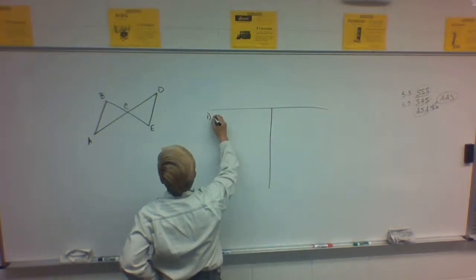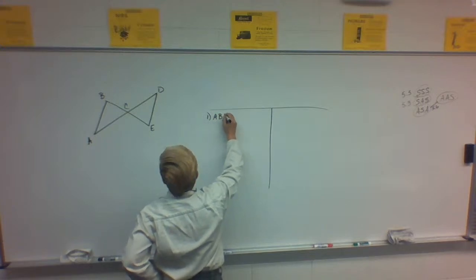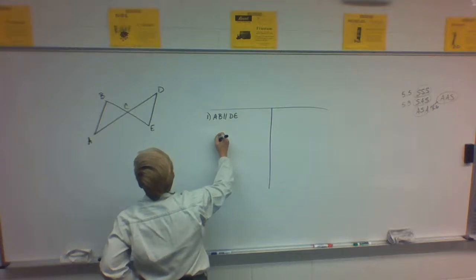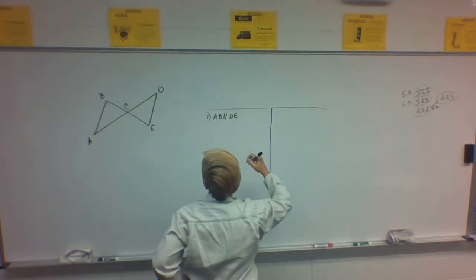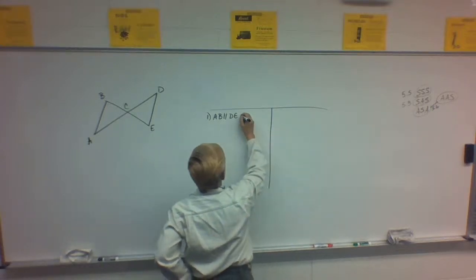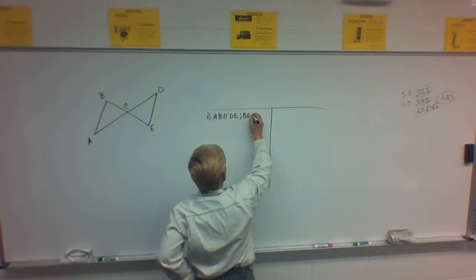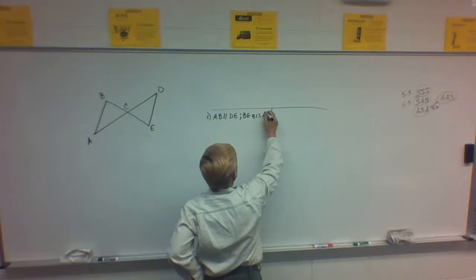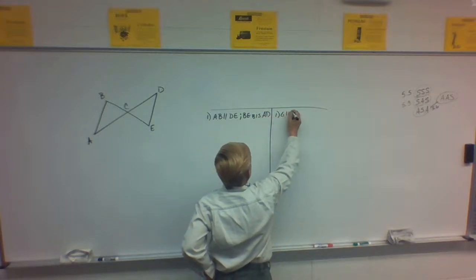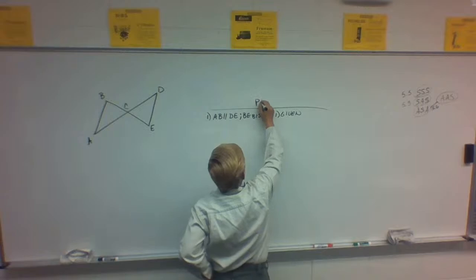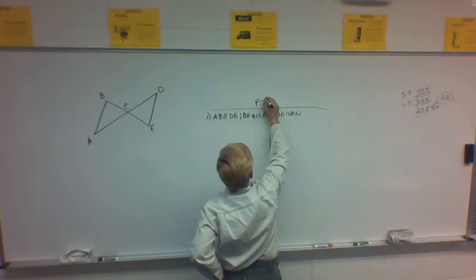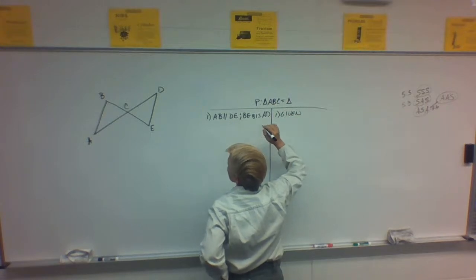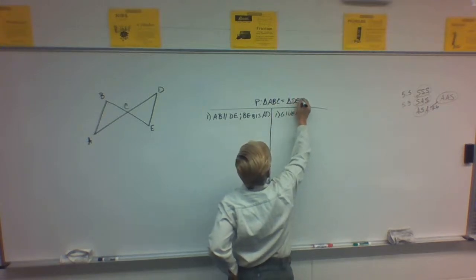In the given, AB is parallel to DE, and BE bisects AD. Prove triangle ABC is equal to triangle DEC. Has to be in that order.